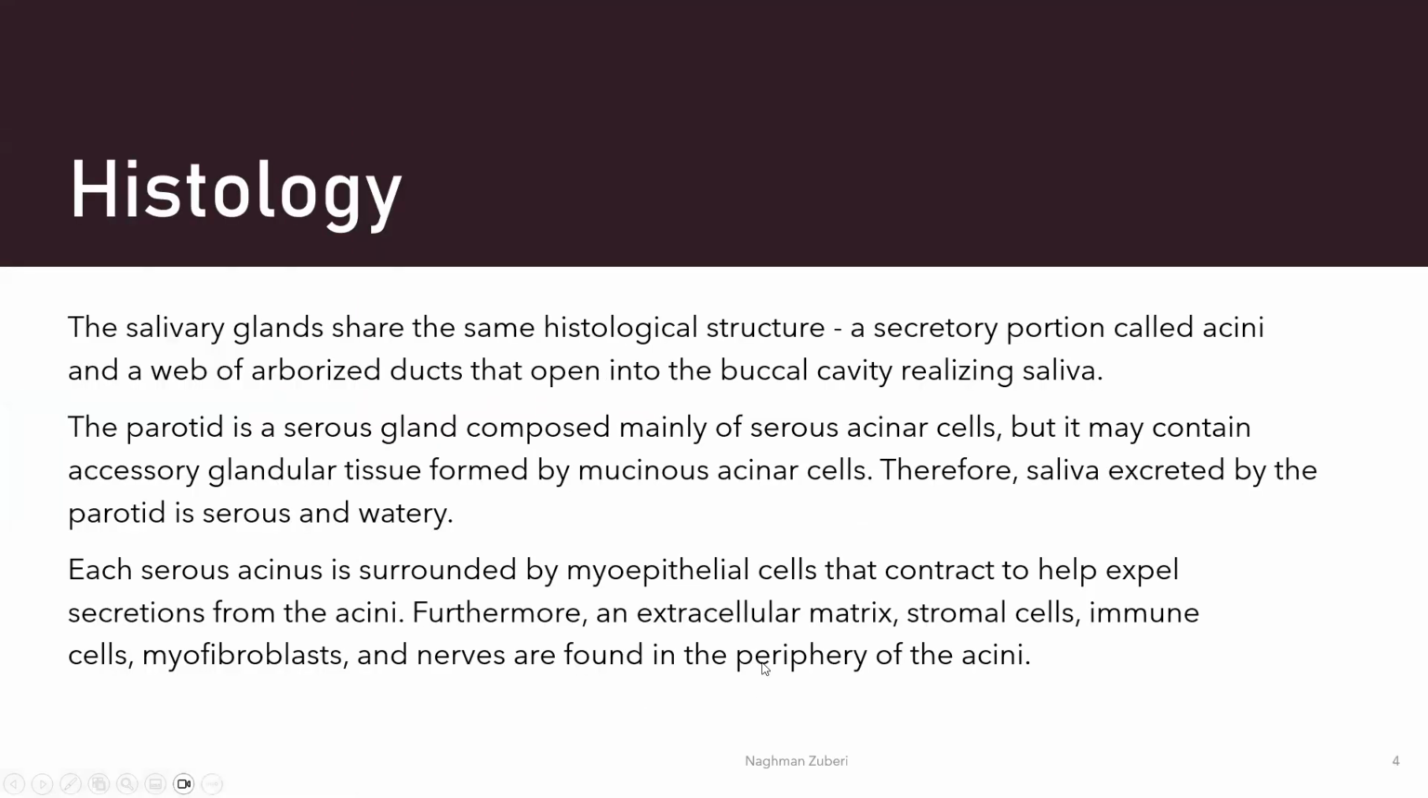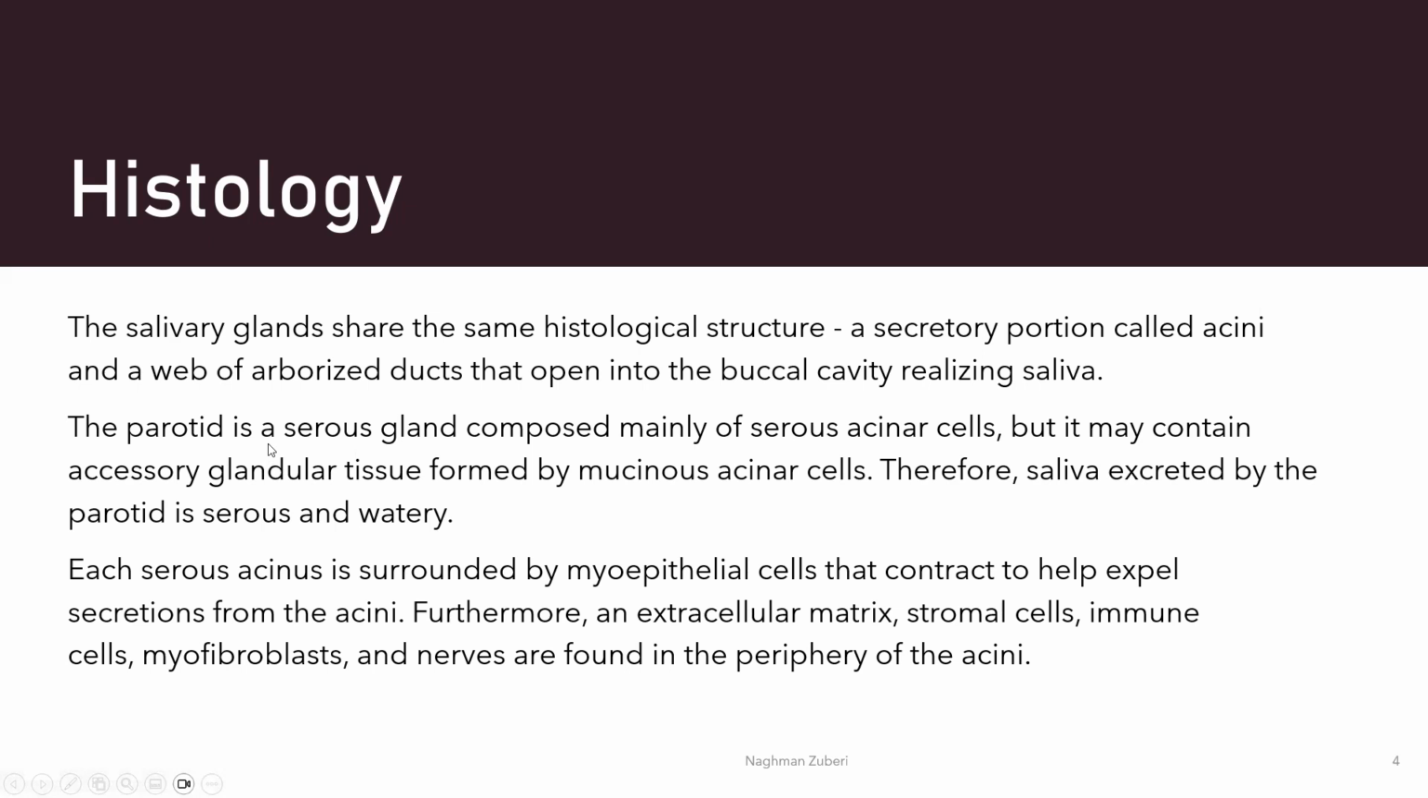If we look into the histology of salivary glands, they share almost a similar type of histological structure: a secretory portion, which we call acini, then a web of arborized ducts that open into the buccal cavity.